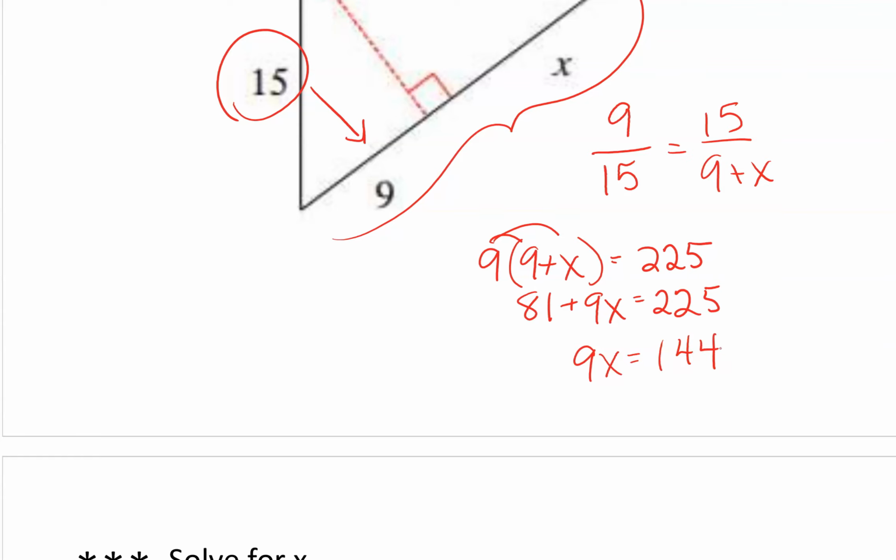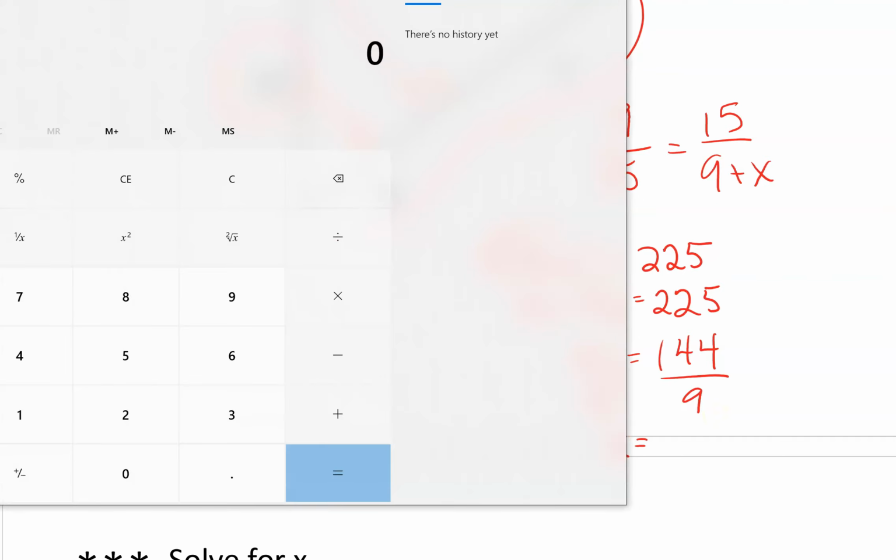144. Okay. And divide that by 9. X equals 144 divided by 9. Let's see what that is. 144 divided by 9 is 16.